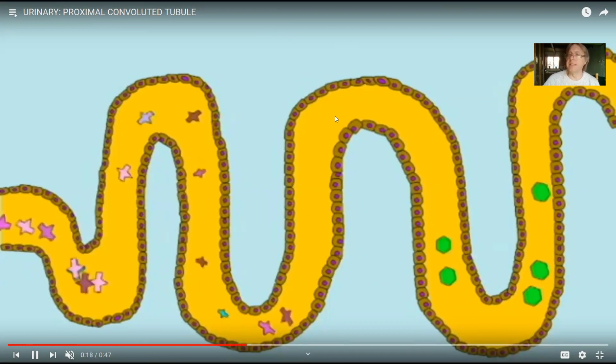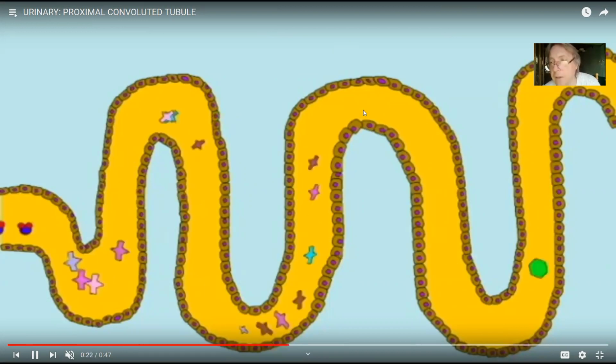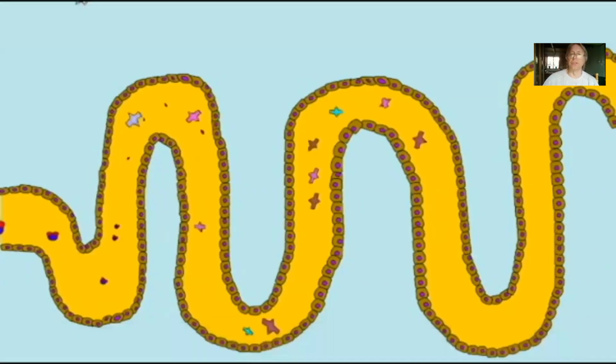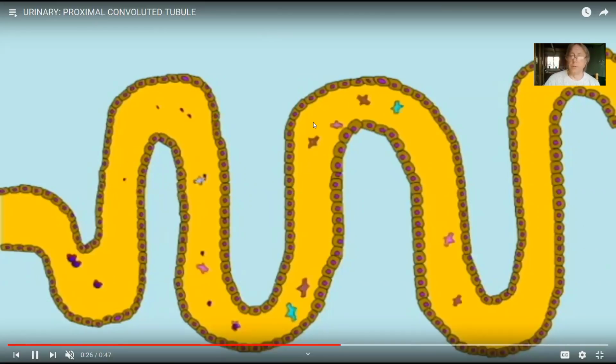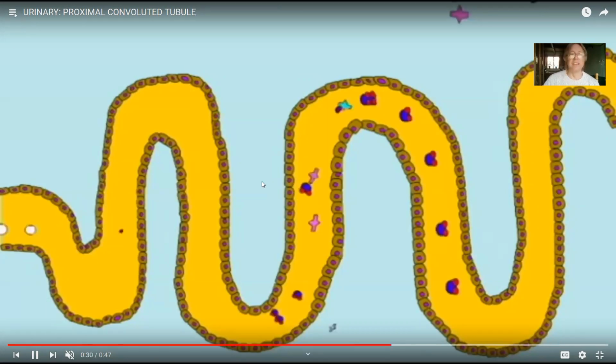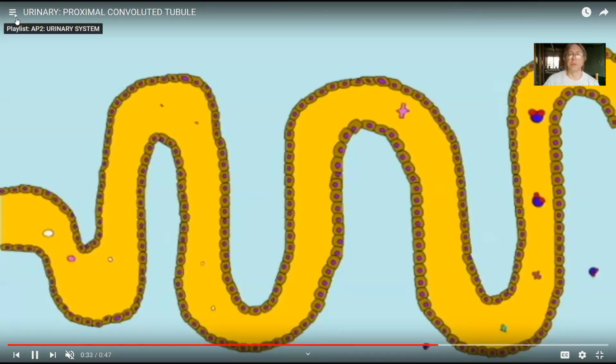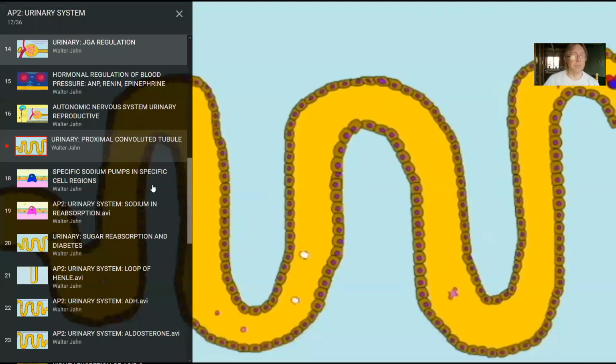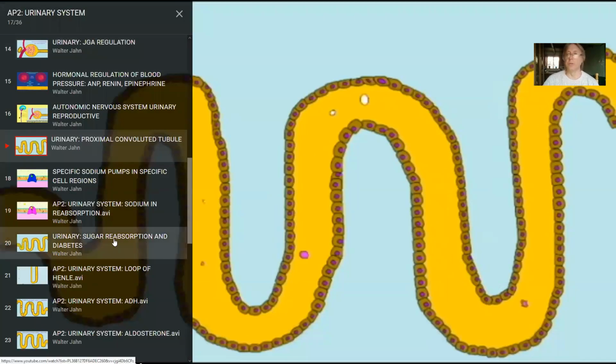And so along the PCT, about half of the water and salts are absorbed. All of the glucose should be absorbed, and all of the amino acids. And so a great deal of reabsorption occurs in the proximal convoluted tubule.